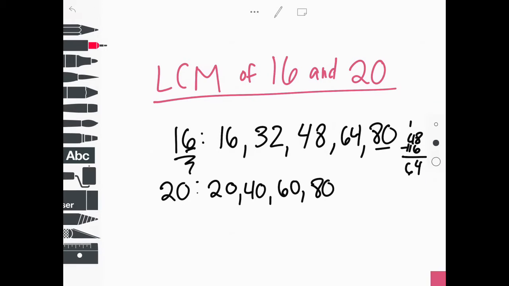So I'm going to come back and draw my shmoo again. This one has a super stretched out body, and that is okay because they are meant to have stretched out bodies. And so 80 is the least common multiple of 16 and 20.